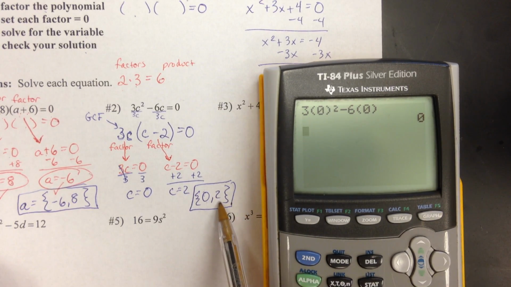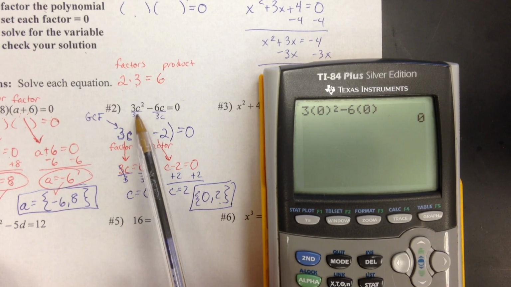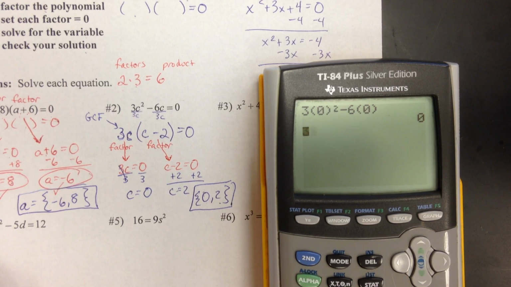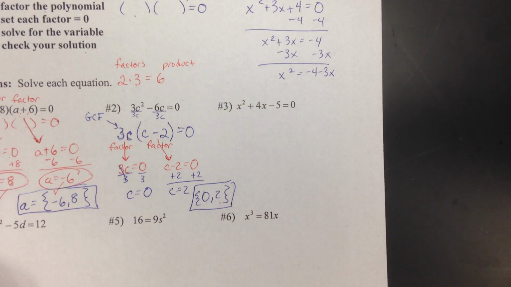How about positive 2? Well, we'll do 3 times 2 squared minus 6 times 2. Does it give us 0, the right-hand value? Yes, it does. So both those answers check.